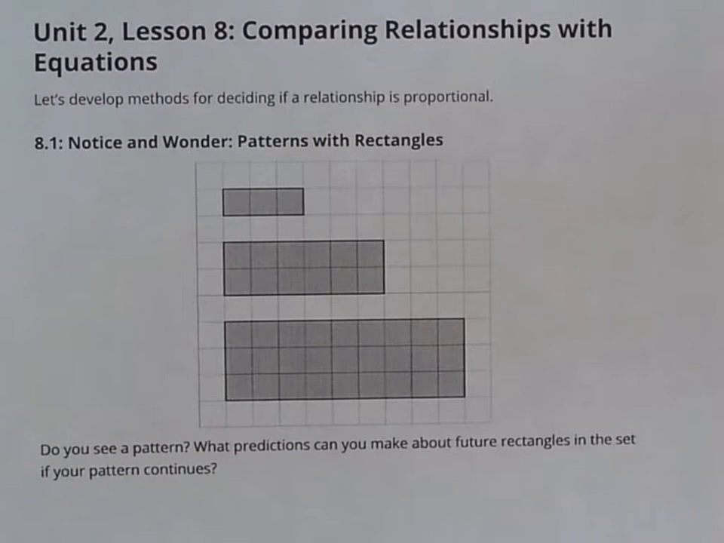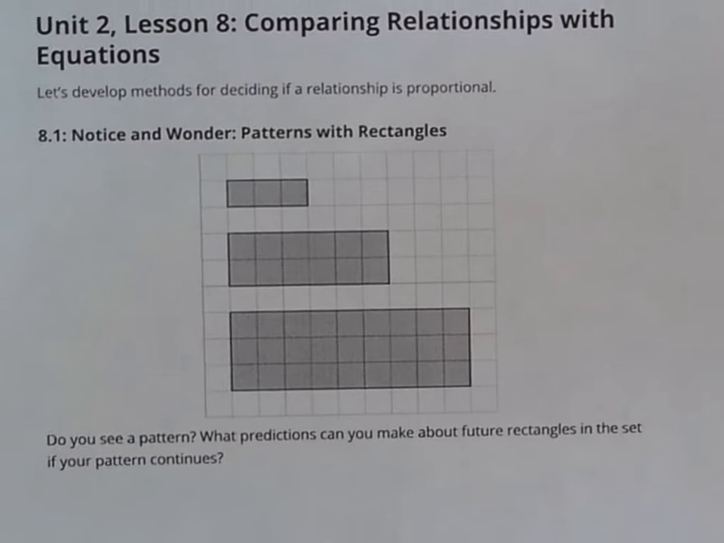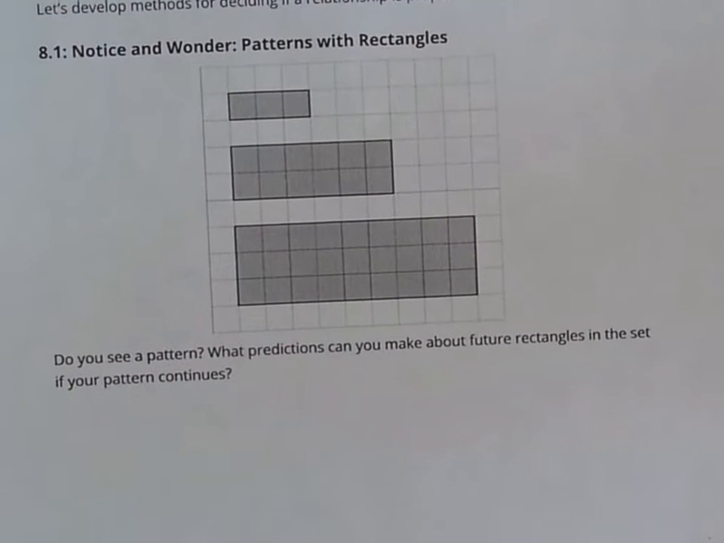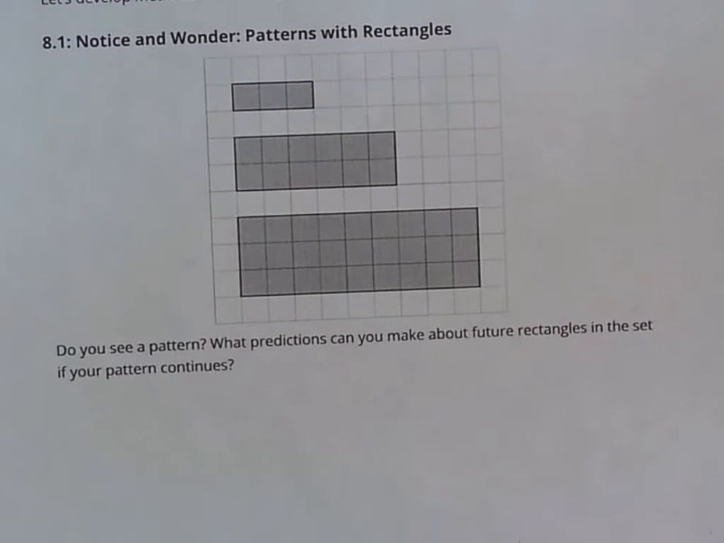Relationships in tables yesterday, and in those tables we were looking at trying to find a way to determine whether or not the relationship was proportional, and we decided if there was a constant of proportionality, then it was a proportional relationship, and if there wasn't, then it wasn't. So we're going to look at proportional relationships and equations today to try to find a similar way to determine whether or not they are proportional.